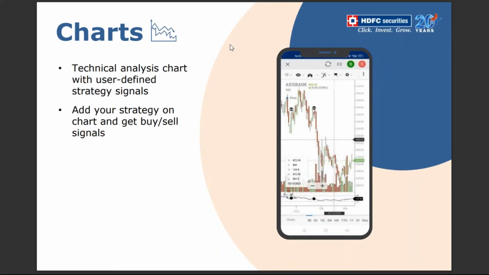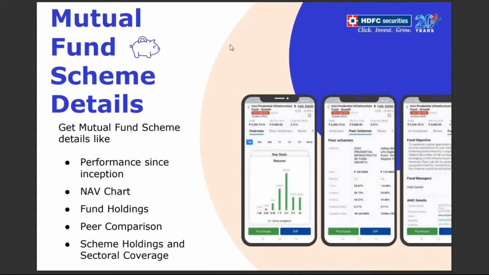The real-time movement, the live chart, will help the traders, mainly the intraday traders and the positional traders. These charts will be helpful for them. And in the next page, we can see the mutual fund details. So till now we have seen the equity part.